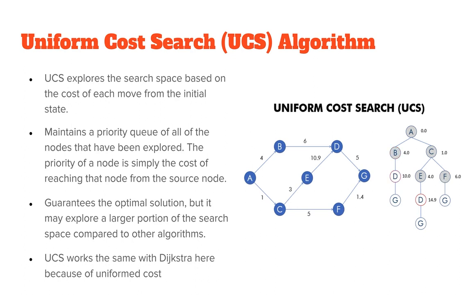This is different from an algorithm like A*, which uses a combination of cost and heuristic. And both the UCS algorithm and Dijkstra have an absence of heuristic.